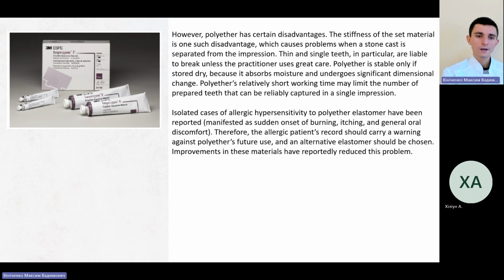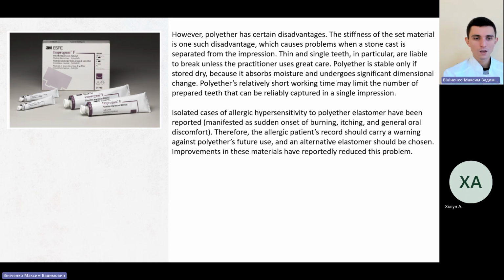However, polyether has certain disadvantages. The stiffness of the set material is one such disadvantage, which causes problems when a stone cast is separated from the impression. Thin and single teeth, in particular, are liable to break unless the practitioner uses great care. Polyether is stable only if stored dry, because it absorbs moisture and undergoes significant dimensional change. Polyether's relatively short working time may limit the number of prepared teeth that can be reliably captured in a single impression.